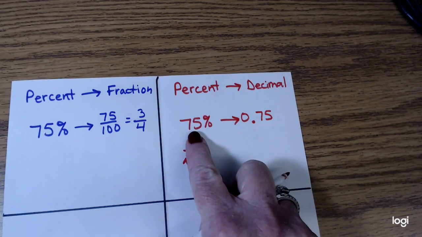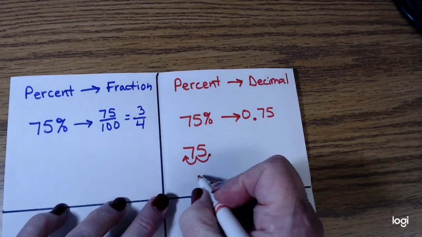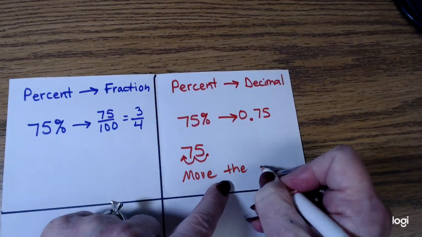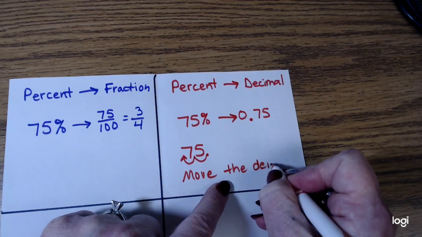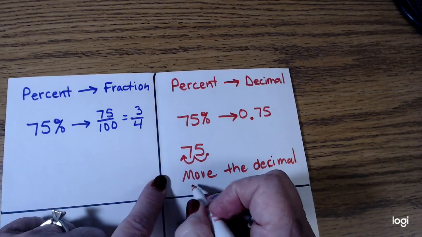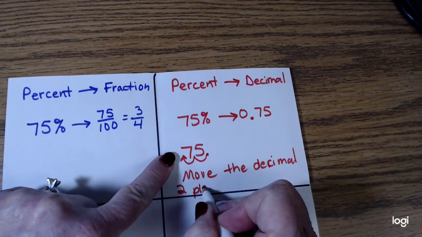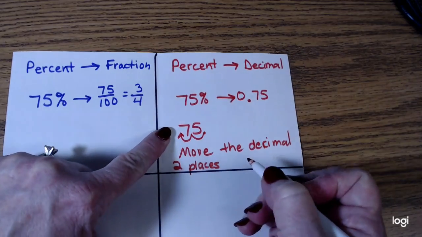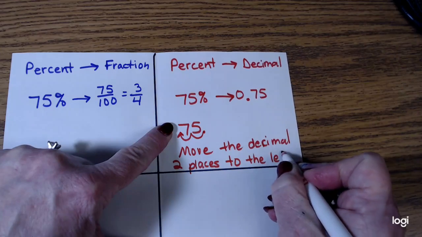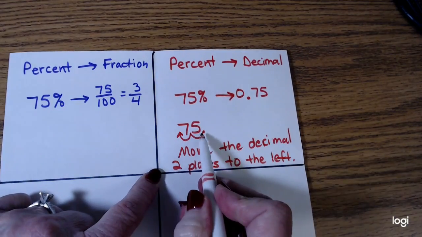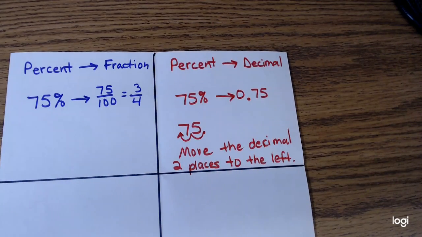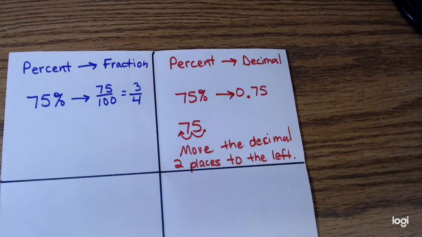So in order to go from a percent to a decimal, let's right here move the decimal 2 places to the left. Okay, we took the decimal 2 places to the left. All right, let's go on to our next box.